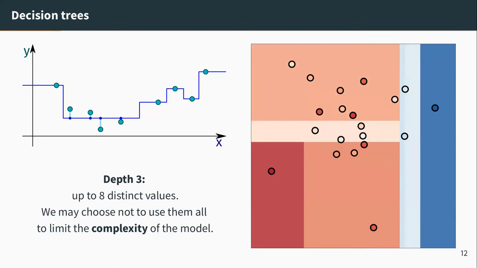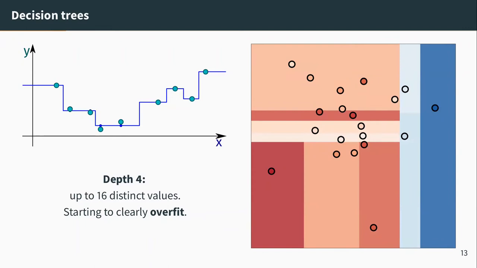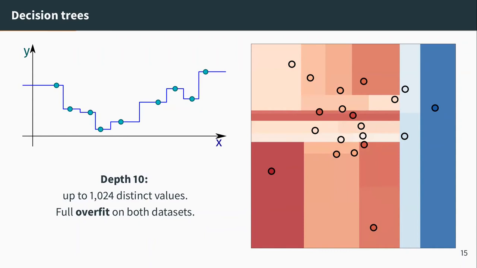But then you say, okay, this is for depth 3. Now depth 4, you have access to 16 distinct values, and you start to clearly overfit. So especially on the 2D case, depth 5, 32 distinct values, depth 10, up to 1,000 distinct values. And here you see that, okay, I have decreased the parameter t, you get full overfit on both data sets.